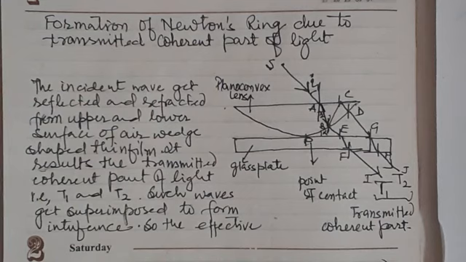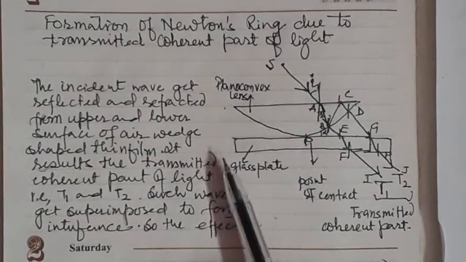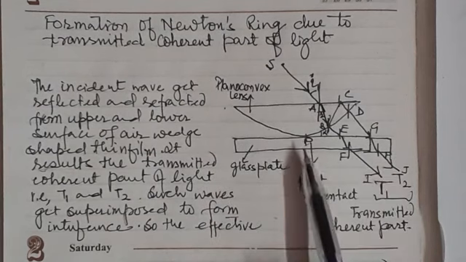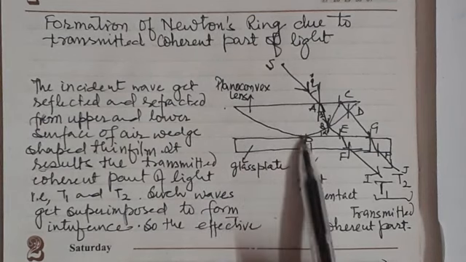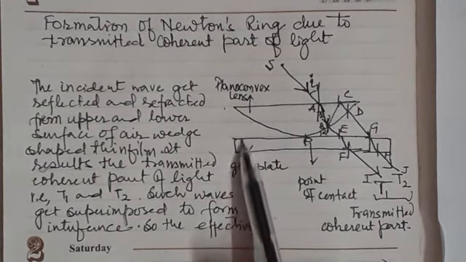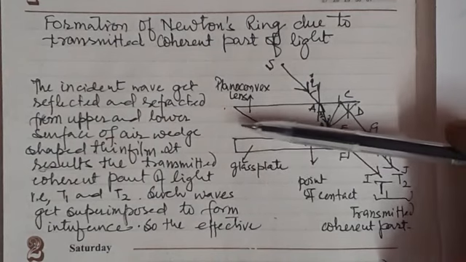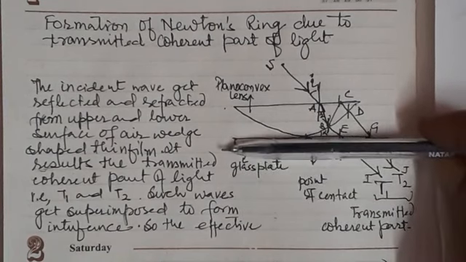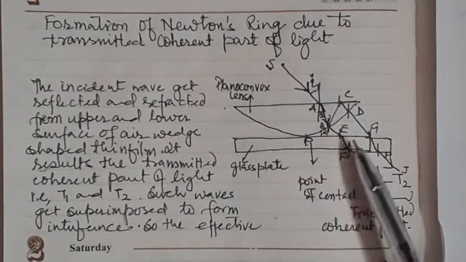As you see in the diagram, an incident light falls over a plano-convex lens which is resting on the glass plate at the point P, that is point of contact, and this is your plano-convex lens and this is your glass plate. Between the lower surface of the plano-convex lens, that is curved surface, and the plane surface of the glass plate, an air thin film is enclosed.